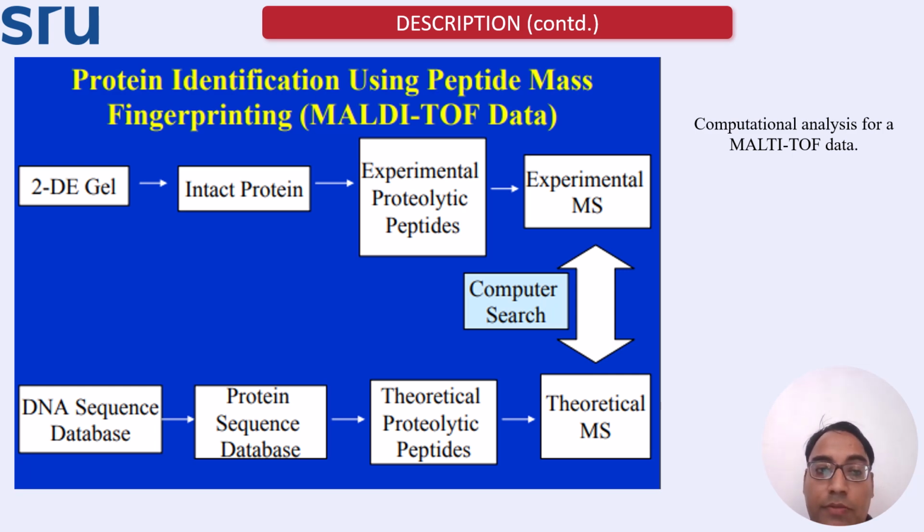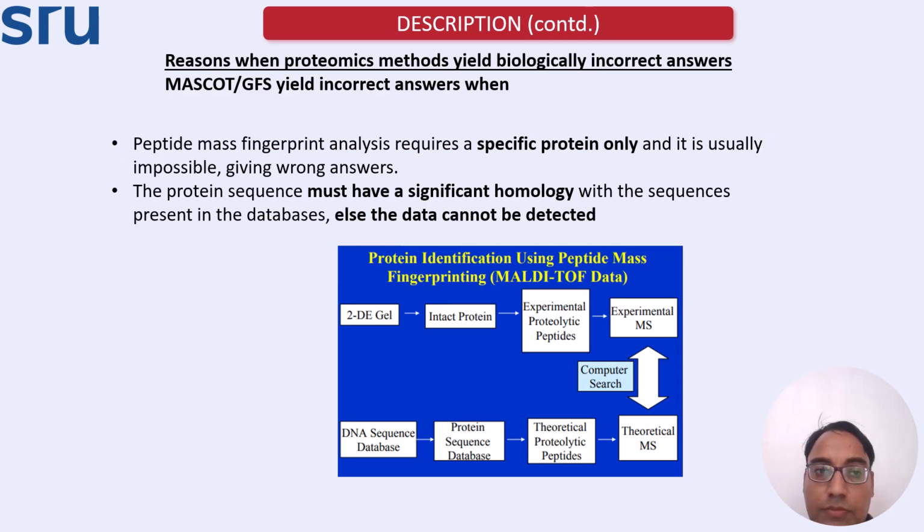See, we did this complete part. Now the computer search. The major reason is when the results are coming incorrect. See, peptide mass fingerprinting requires a specific protein only. You understand? We require a specific protein. But what happens? We don't get a highly pure protein. We don't get it. Multiple proteins end up in a mixture.